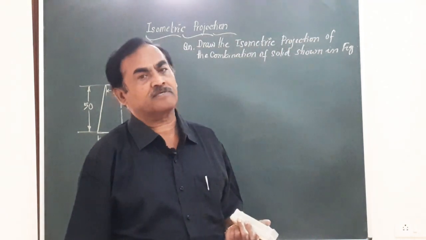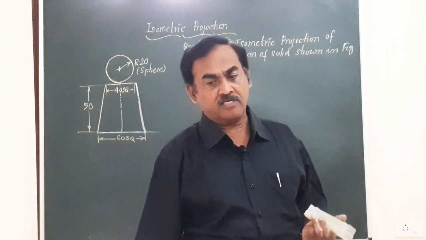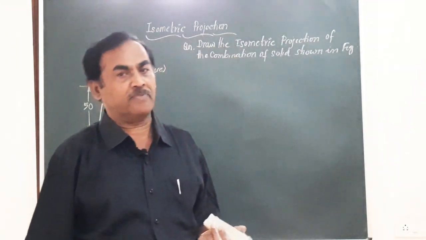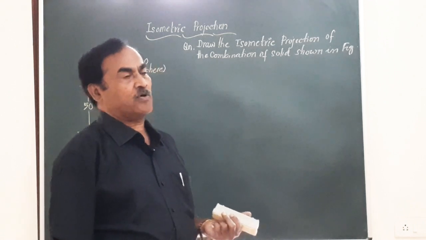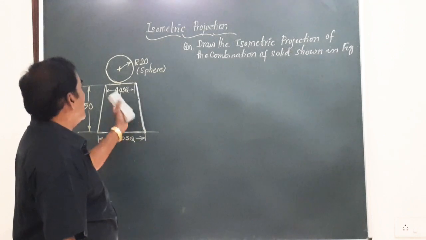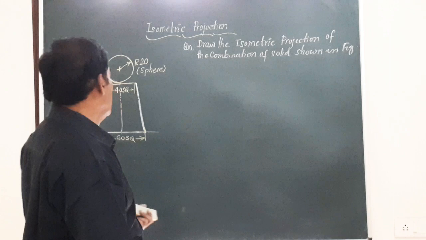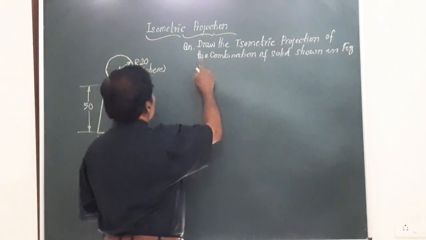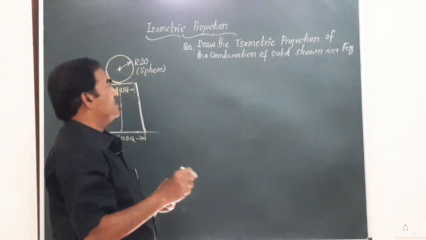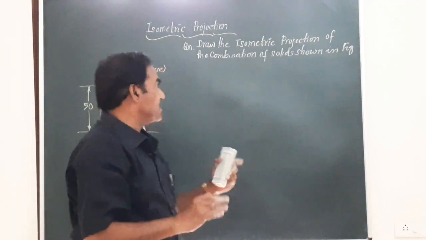Friends, in today's session, you have a problem on the isometric projection of the combination of solids, or combined solid. In today's problem, the figure is given to you. You have to analyze the figure and work out the isometric projection of the combination of solids. The question runs like this: draw the isometric projection of the combination of solids shown in the figure. Instead of giving statements, the figure is given to us.